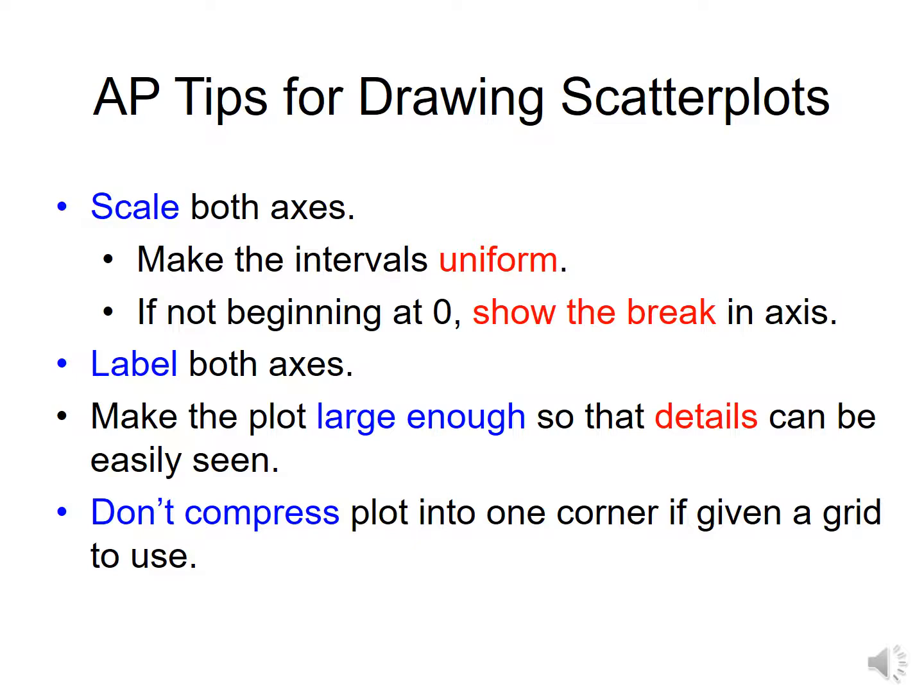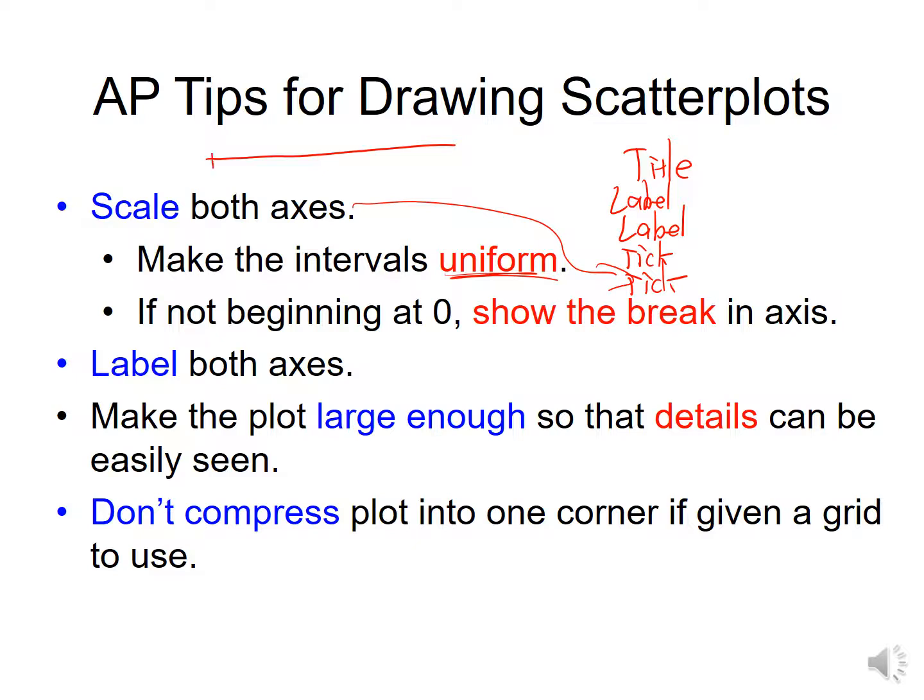So if you're drawing a scatterplot, on the AP test and just in life in general, scale, label, my shortcut is title, label, tick mark, second tick mark, title, label, tick, tick. So tick, tick is your scale. If you have two tick marks on both axes, then that's scale. And then uniform intervals. So we don't want to see something like this on an interval for the axis where you go 0, 1, 5, 6, right? That would be no.